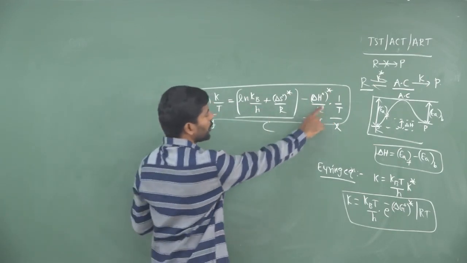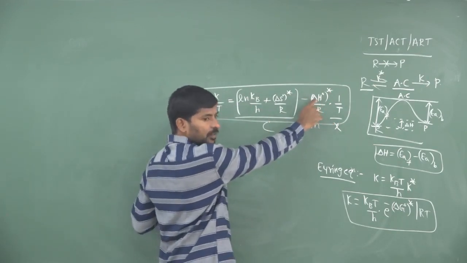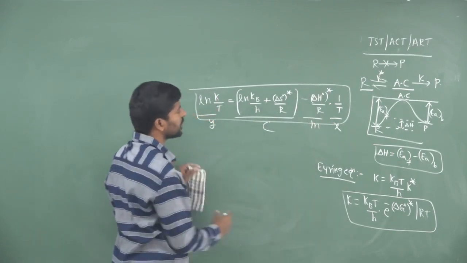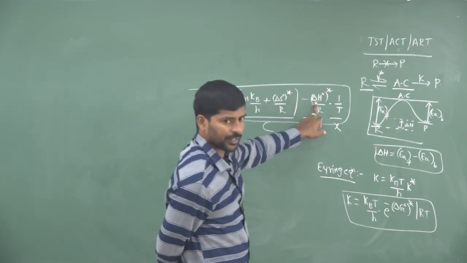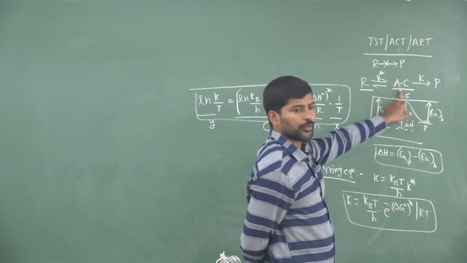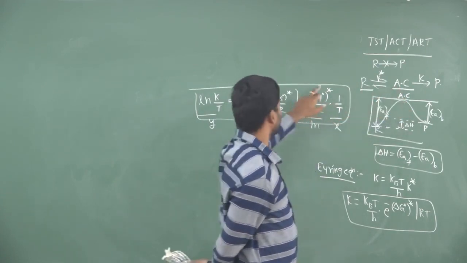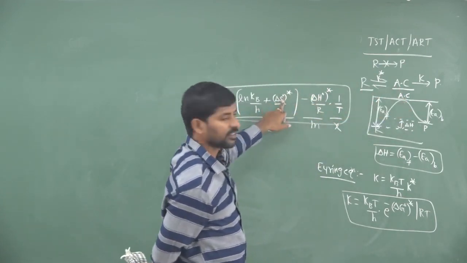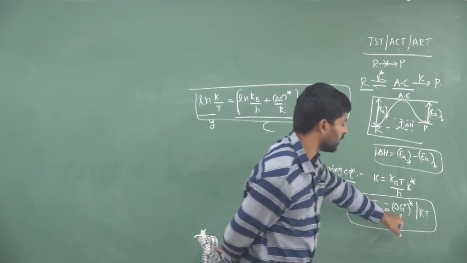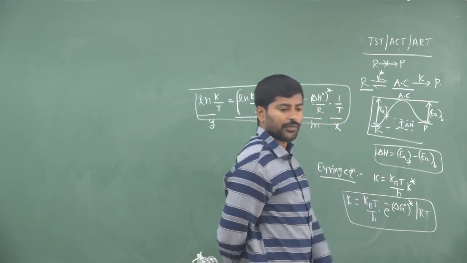So from the slope we can calculate what? The standard enthalpy change, which is also called the enthalpy of activation. That is the change in enthalpy during formation of the activated complex. Enthalpy of activation, this is the standard entropy of activation, and this is the standard Gibbs free energy of activation.